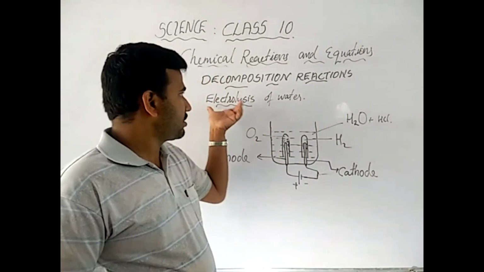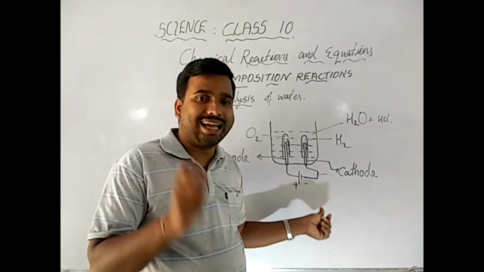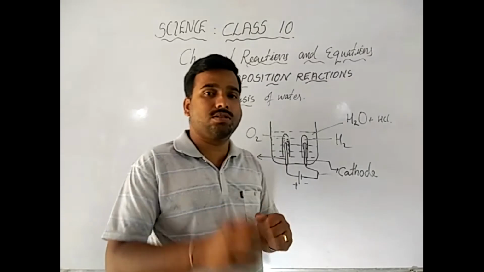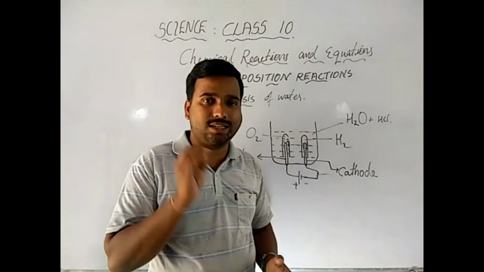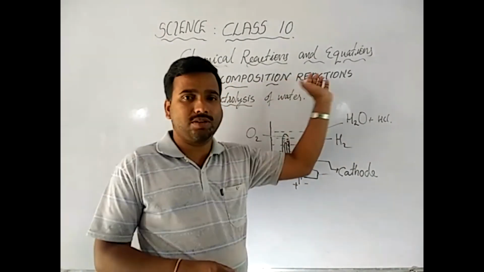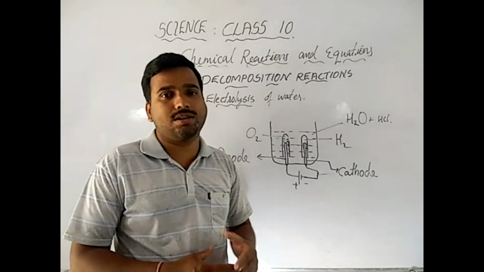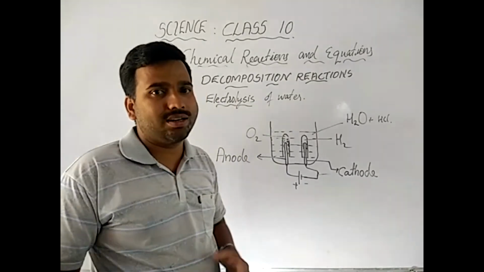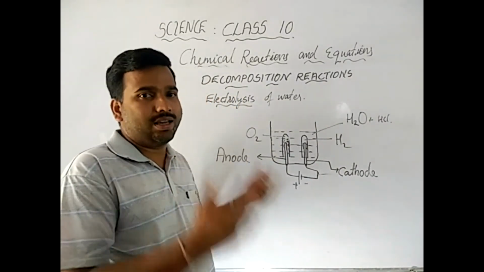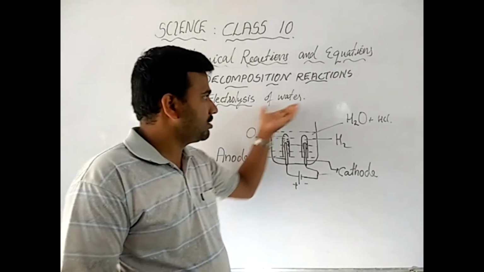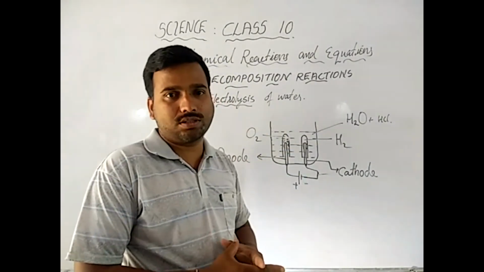So what do you mean by electrolysis? Electrolysis is the process of breaking a compound into its constituents by using electricity. So this is also a kind of decomposition which uses electricity as energy, and it is known as electrolytic decomposition reaction. Many salt solutions we can decompose like this by electrolysis. That process is also used for obtaining pure metals.